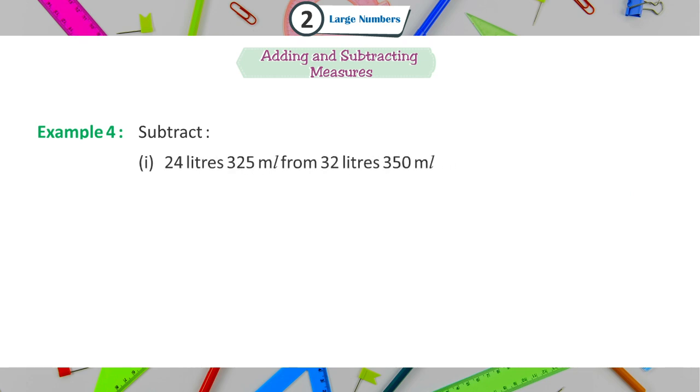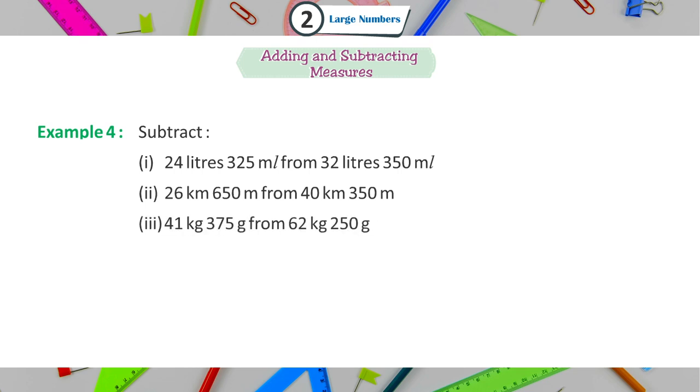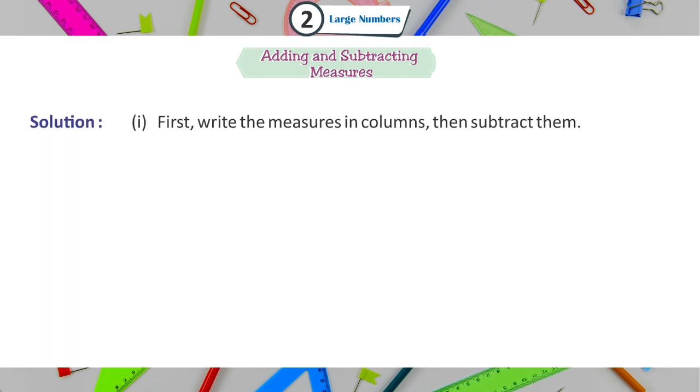Example 4. Subtract 1. 24 liters 325 milliliters from 32 liters 350 milliliters. 2. 26 kilometers 650 meters from 40 kilometers 350 meters. 3. 41 kilograms 375 grams from 62 kilograms 250 grams. Solution 1. First write the measures in columns, then subtract them.